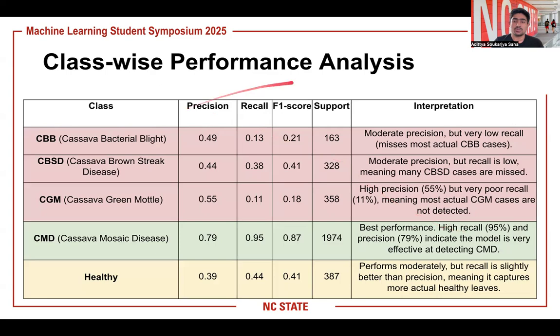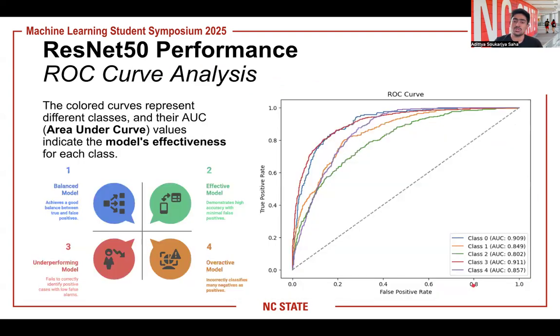The class-wise performance for this ResNet 50 was that the CBB and CBSD had moderate precision, the CGM had high precision, and the CMD was the best performing class. Our model did very well on this one, and the healthy class performed moderately well.